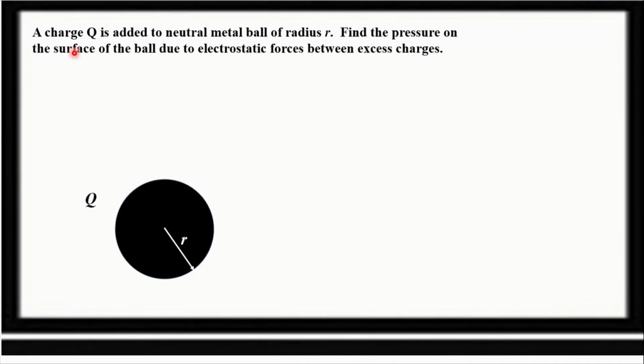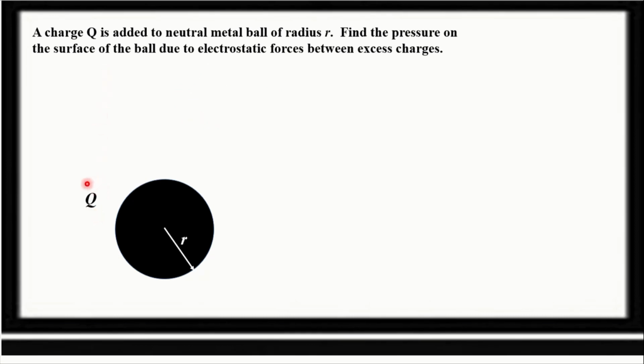Let us consider the following problem. A charge Q is added to a neutral metal ball of radius r. Find the pressure on the surface of the ball due to electrostatic forces between excess charges. First, we will discuss why this pressure exists at all.